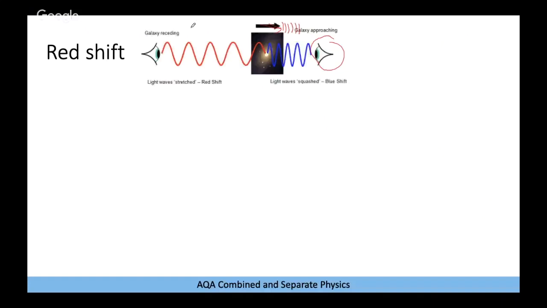And similarly, if I have an eye that's over here looking at this light over here and the object is moving away from me, well, each time it gives out that same frequency of wave, the waves are going to be spread out. So light waves are stretched, showing redshift, and light waves can be squashed, showing something called blueshift.